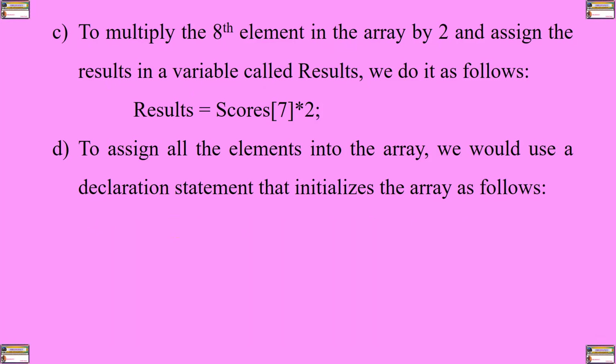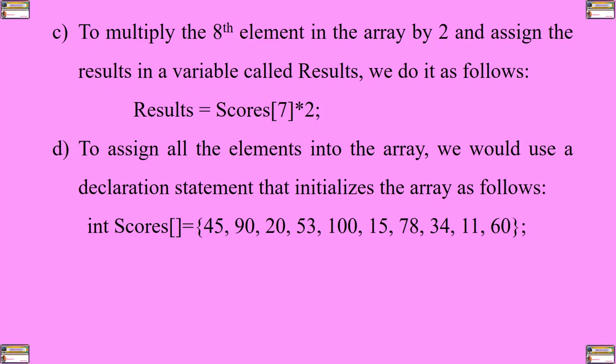So what this statement simply means is that you are telling the processor to set the memory location assigned to hold an array or a list of elements of the same type, that is like integer, and that memory location will be initialized with the following values in the following order: 45, 90, 20, 53, 100, 15, 78, 34, 11, and 60. So 45 will be the first element in the array called scores, while 60 will be the 10th element in the array called scores.